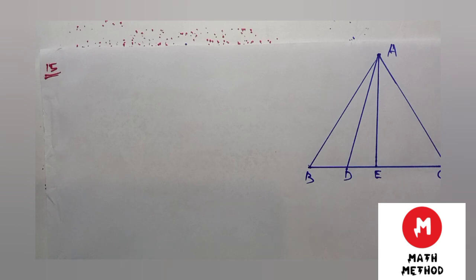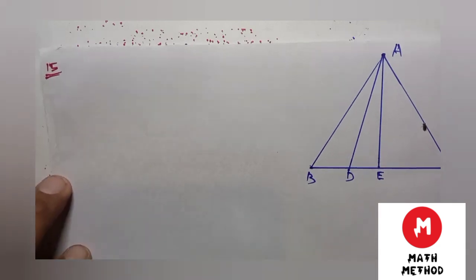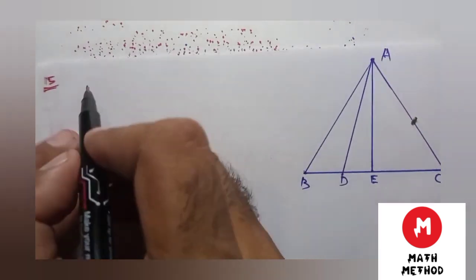Question number 15, in an equilateral triangle ABC, D is a point on side BC such that BD is equal to 1/3 of BC. We have to prove 9AD square equals 7AB square. Here we have to draw an altitude from A to its opposite side BC. Here A is our vertex, so we have to draw an altitude AE from vertex A to its opposite side BC.